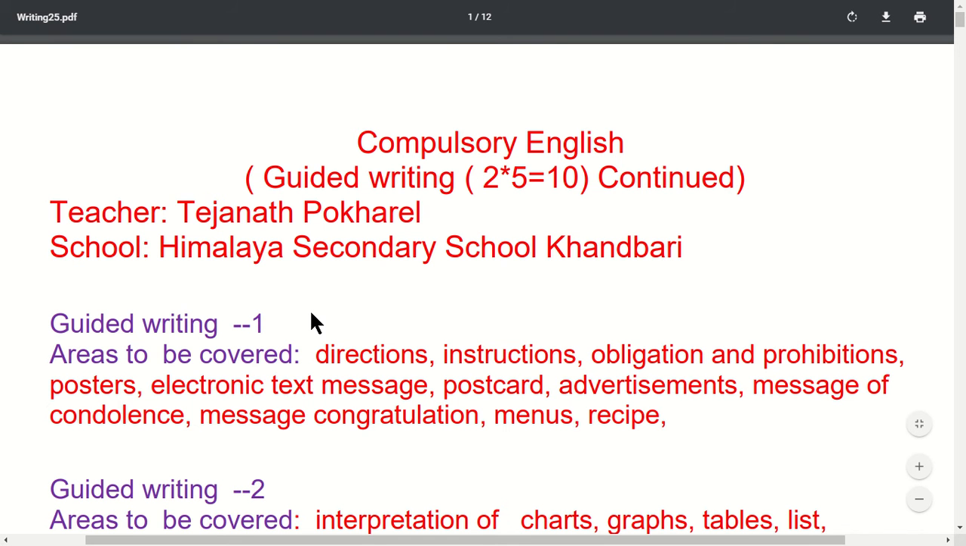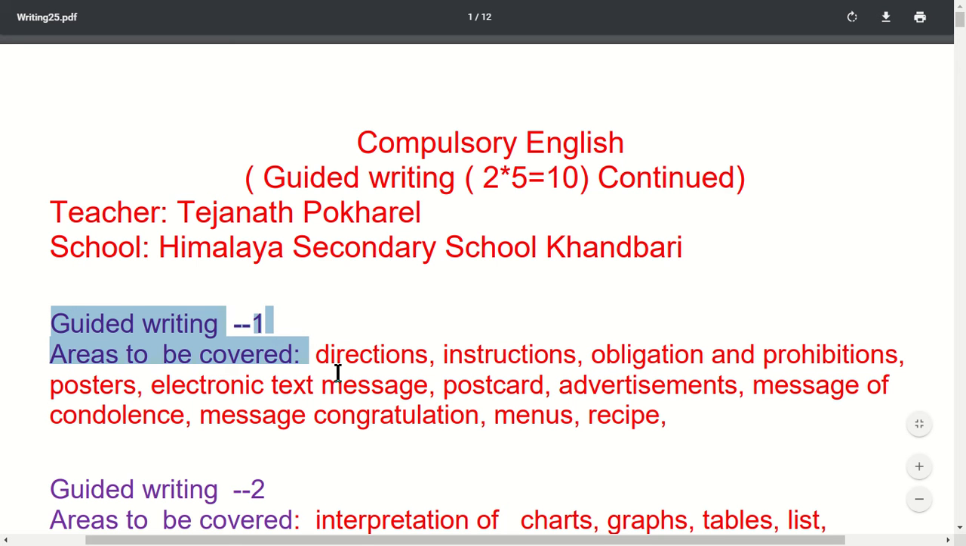Okay. Today's lesson is guided writing, continued from the last lesson. I also told you something about writing, and something about guided writing. Today I am going to explain more about guided writing number 1 and guided writing number 2. Guided writing number 1, let's see here.